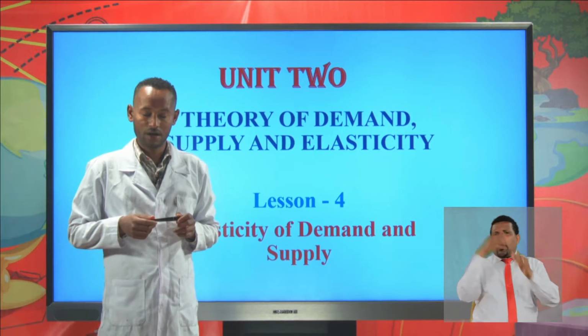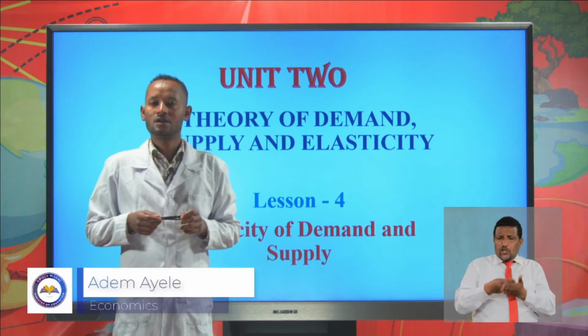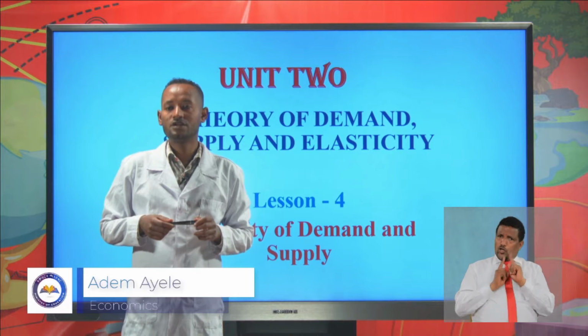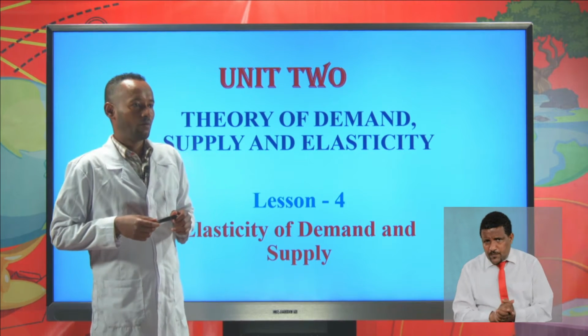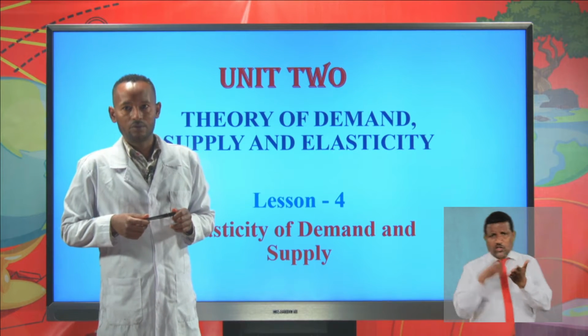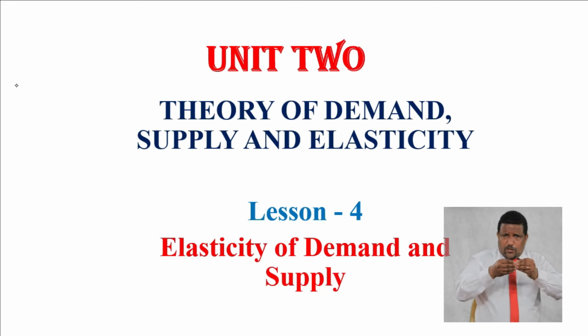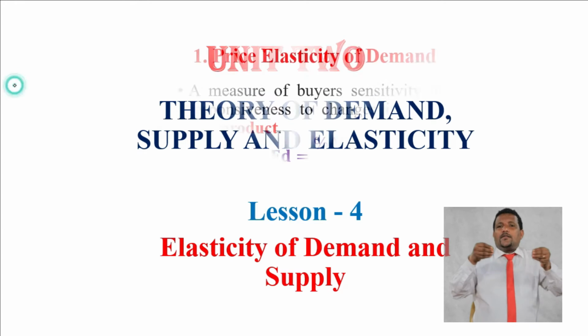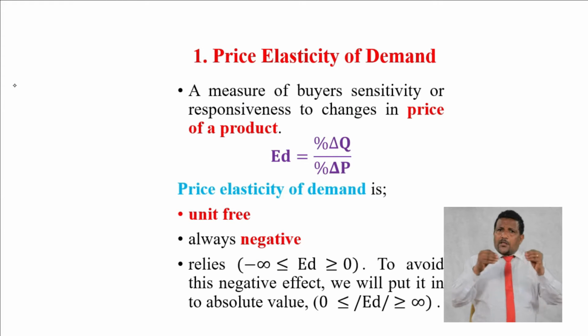The elasticity of demand and supply is a measure of buyers' and producers' or sellers' responsiveness or sensitivity to changes in price and other factors. For this lesson, we are going to see one of the elasticities of demand and supply, called the price elasticity of demand. Price elasticity of demand is a measure of a buyer's sensitivity or responsiveness to changes in the price of a product.